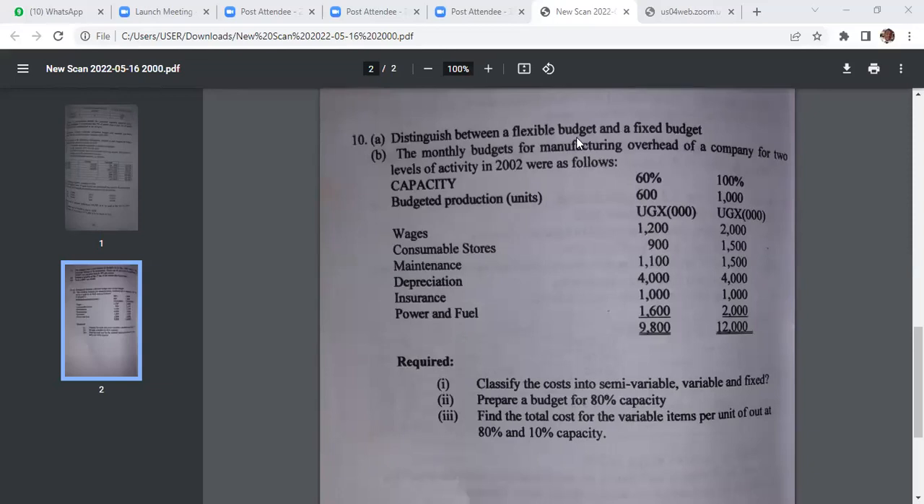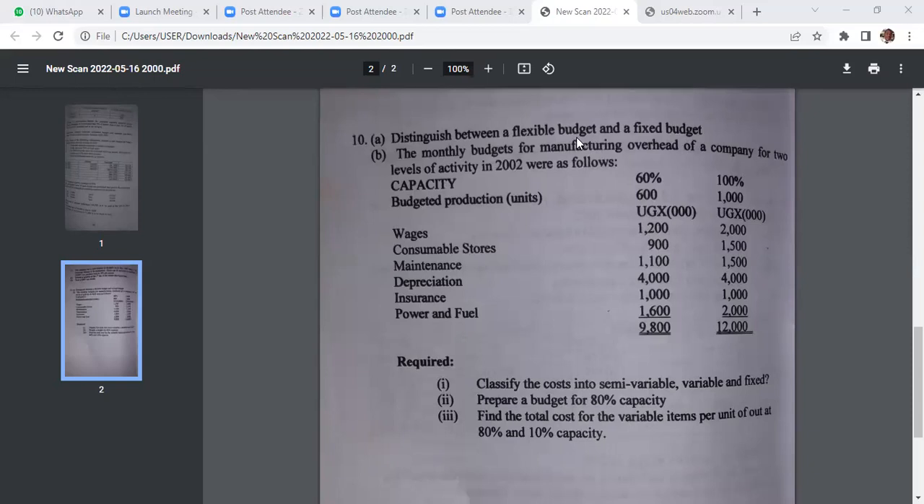So this is a question someone shared with me, and I hope to be useful. People were asking about percentages. I hope this question helps out, and those who are asking about semi-variable, something like that. Without wasting time, they're asking you to distinguish between a flexible budget and a fixed budget.